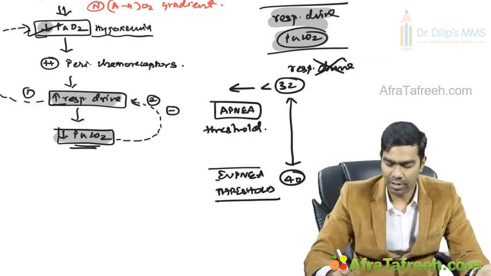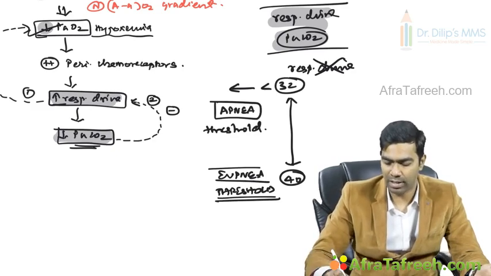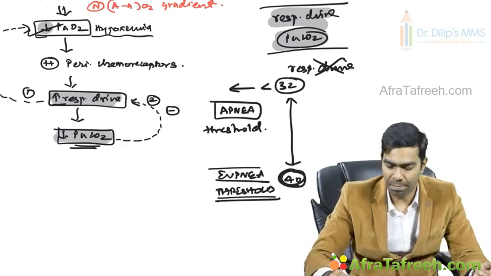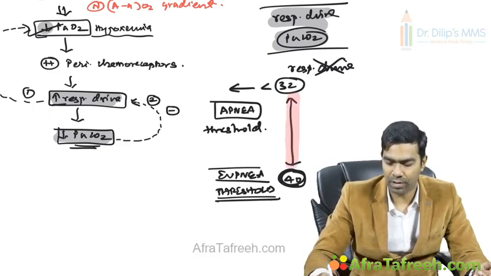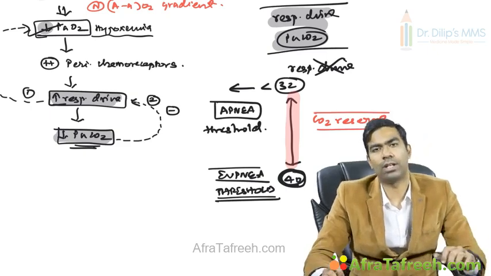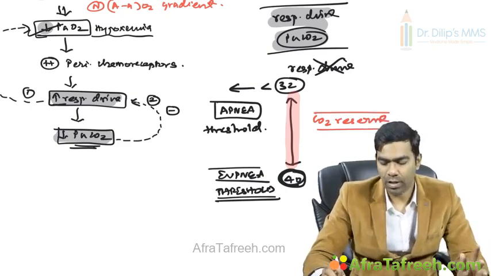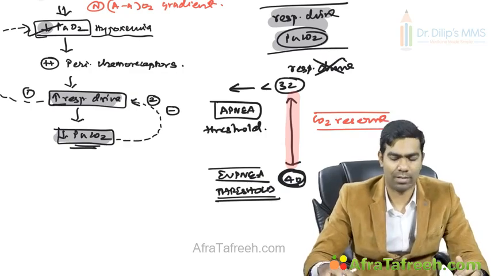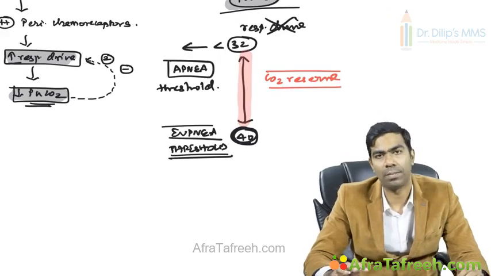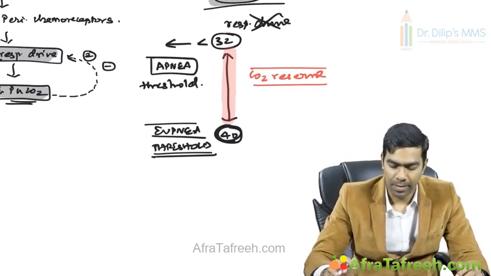Similarly, this is called the eupnea threshold. Why? Because your body's attempt is to maintain this CO2 at the 40 level only. So this gap between 32 and 40 is what we refer to as the CO2 reserve. This is what we refer to as the carbon dioxide reserve. What is the importance of this carbon dioxide reserve? Let us see.